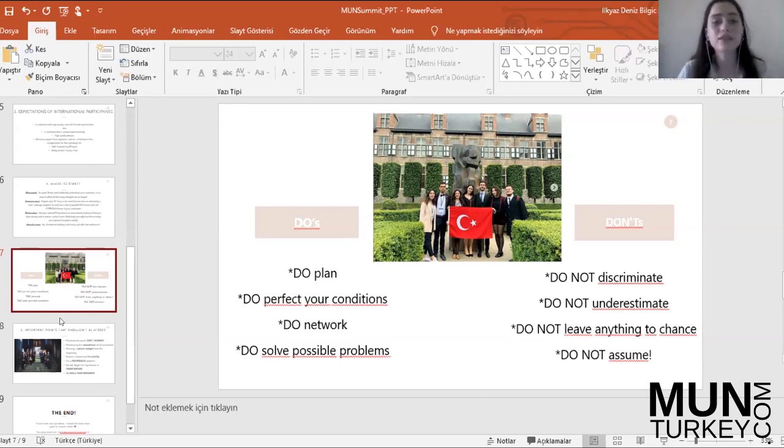And do not leave anything to chance. At this point, I'm coming back to the same point, but let's assume that you have sent an email inviting that delegate to your conference. Do not assume that that email has been read and understood correctly by the other party. Send another email, like, have you seen this email?